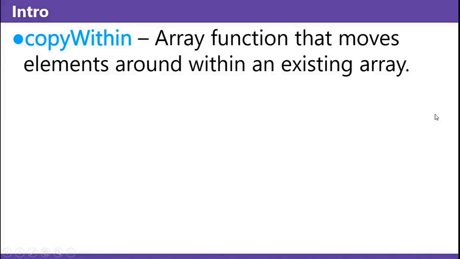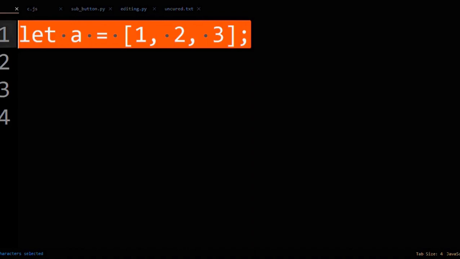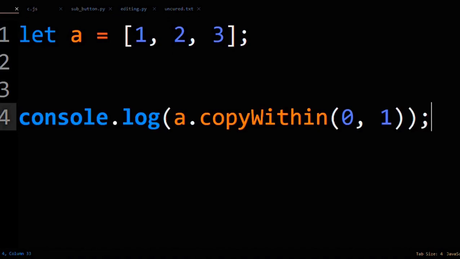copyWithin is an array function in JavaScript that moves elements around within an existing array. You have this array 1, 2, 3. You call copyWithin with 0, then 1. Within the code, the whole step of copying is a single step.